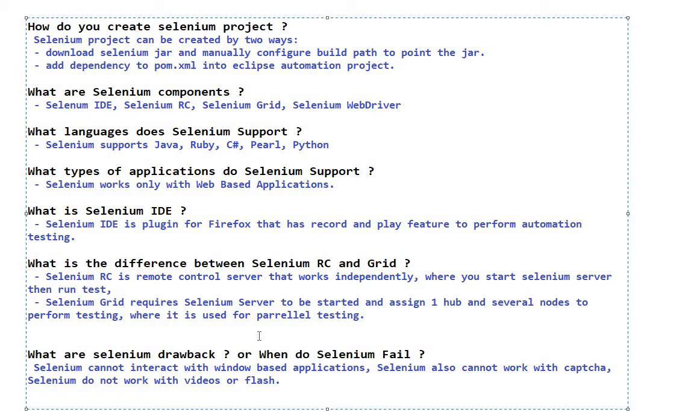What is the drawback of Selenium, or when does Selenium fail? Selenium cannot interact with window-based applications. That's one of the worst parts. And then Selenium also cannot work with captcha code or videos or flash. However, there are other tools that do not even work with those captchas or videos or flashes. But these are some of the drawbacks that Selenium has.